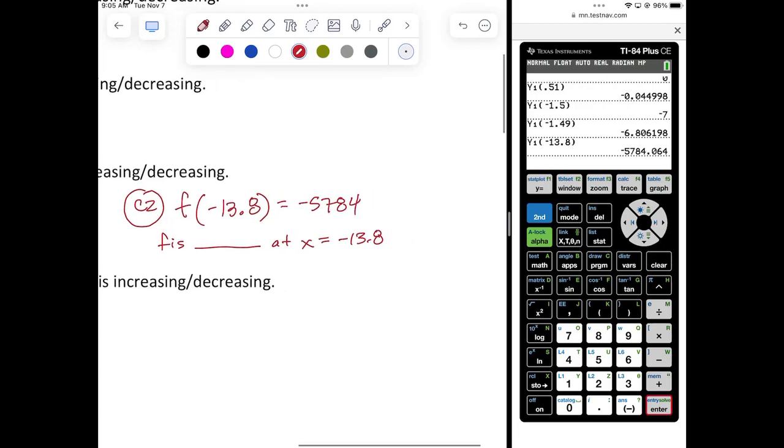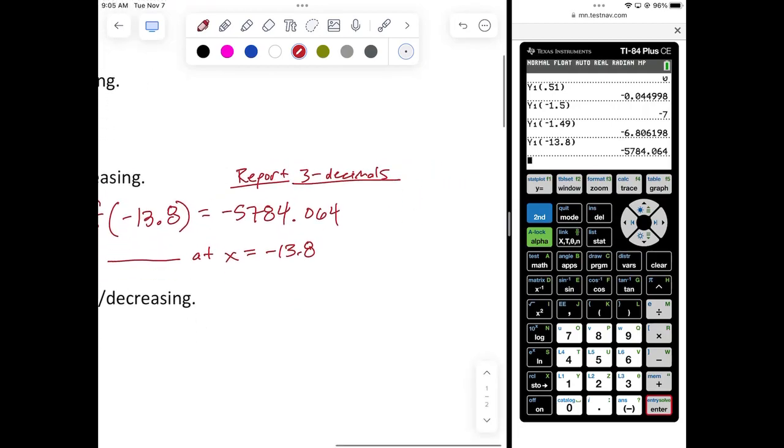Now, how many decimals should we report? 3. This one actually only shows 3, but if it goes past 3, we always report 3 decimals. So 3 decimal accuracy. You can round or truncate. Truncate means to just not round. It means literally to chop off. Round or truncate.